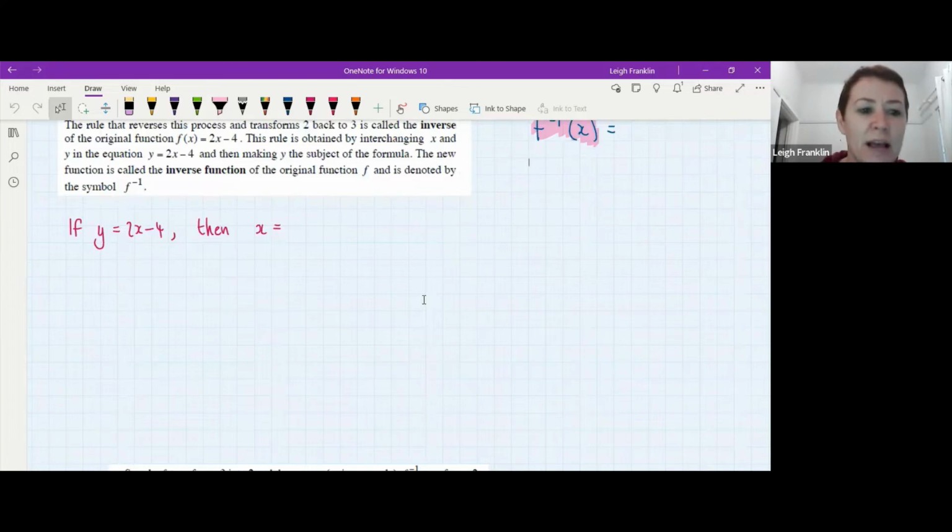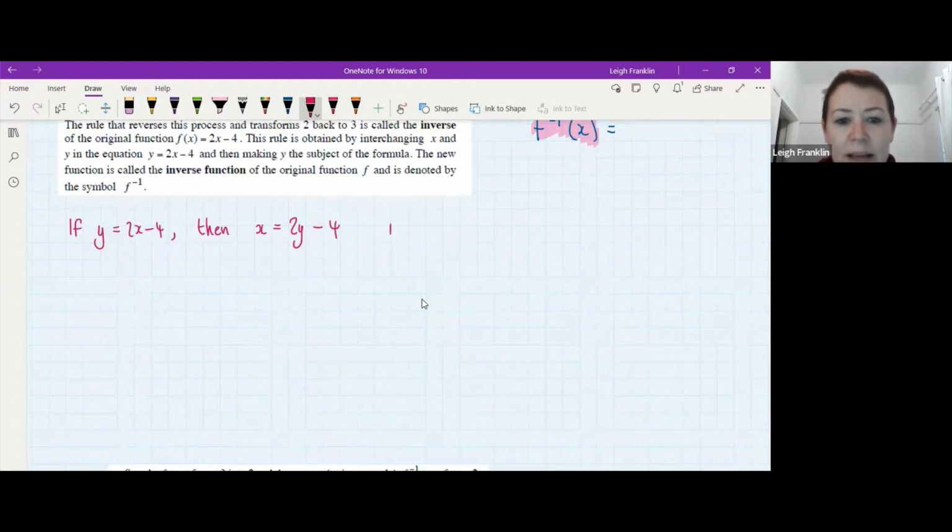So if y is equal to 2x minus 4, then we would say that, sorry, I beg your pardon, then x would be equal to 2y minus 4. So what I've done here is I have interchanged x and y. Does that make sense to everybody? So where y was, there's now an x, and where x was, there's now a y.